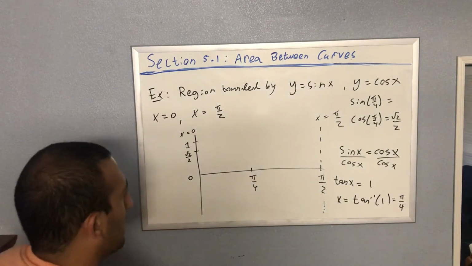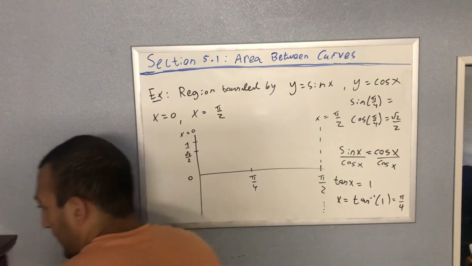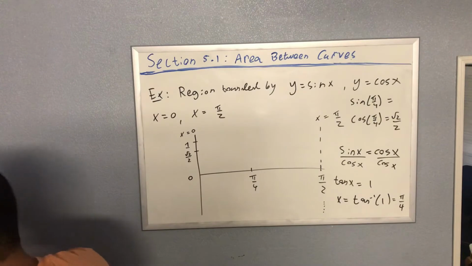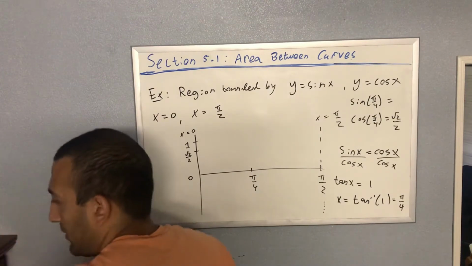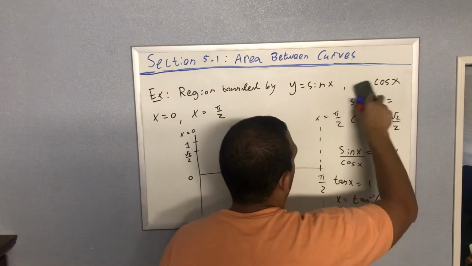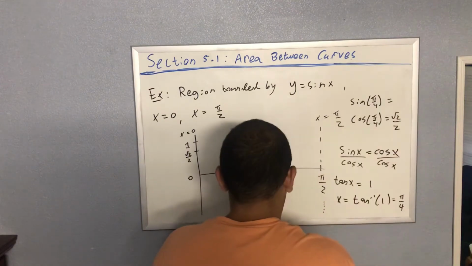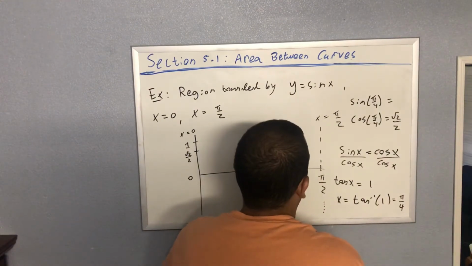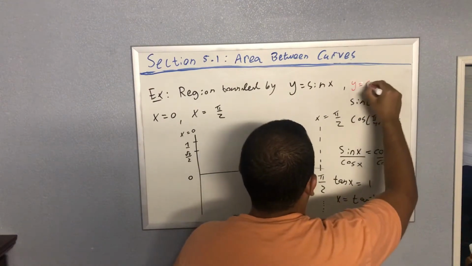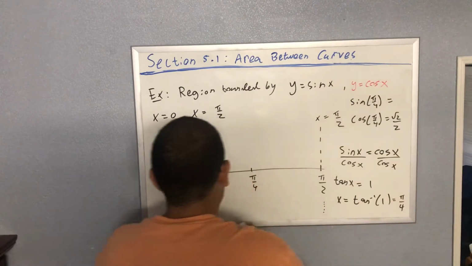Okay, and then cosine we'll put in red, let's say. So let's say y equals cosine is red. Let's put sine in blue.